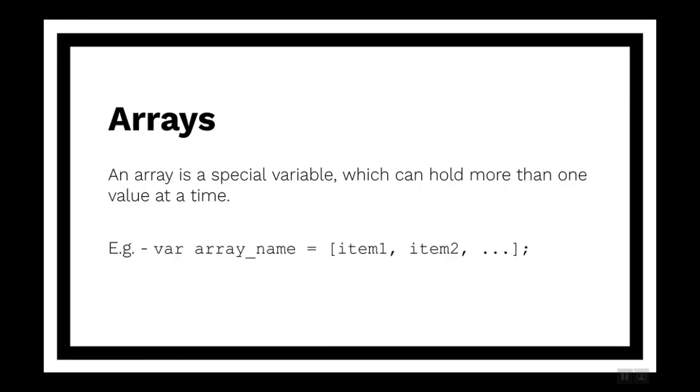Arrays is a special variable which can hold more than one value at a time. So it can hold different values, it can hold strings, it can hold numbers. And array is an object in JavaScript.